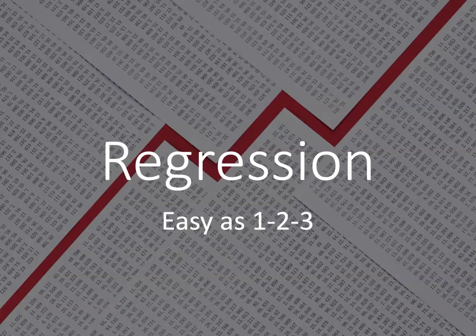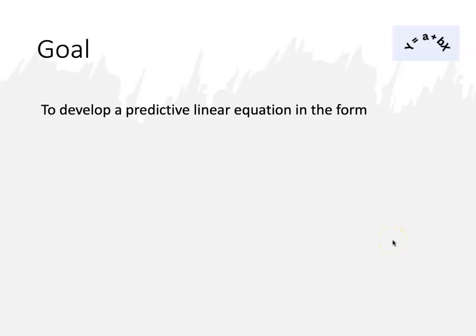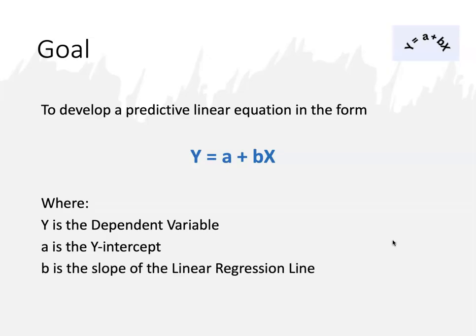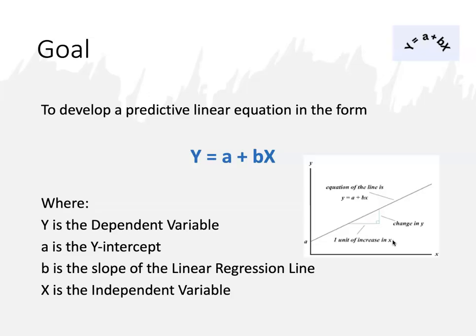Today we're looking at a simpler approach to regression. Easy as 1, 2, 3. So our goal: to develop a predictive linear equation in the form y equals a plus bx, where y is a dependent variable, a is a y-intercept, b is a slope, x is an independent variable, and it looks something like this.